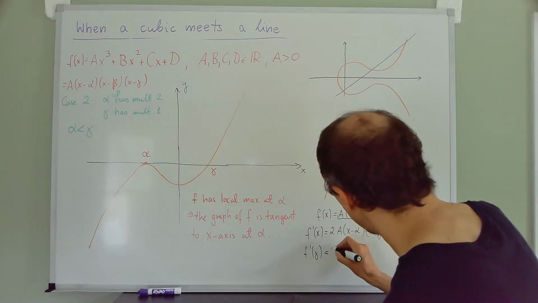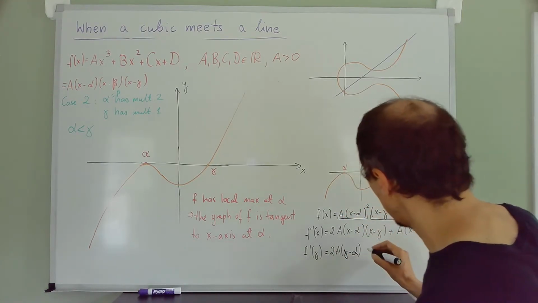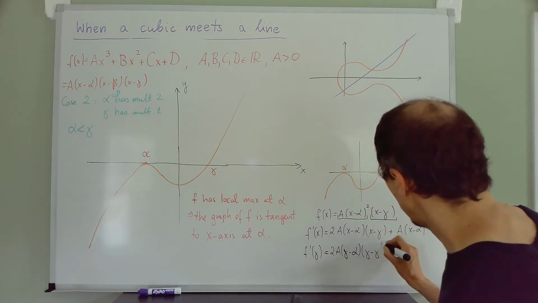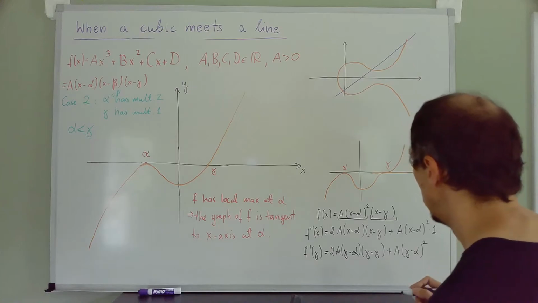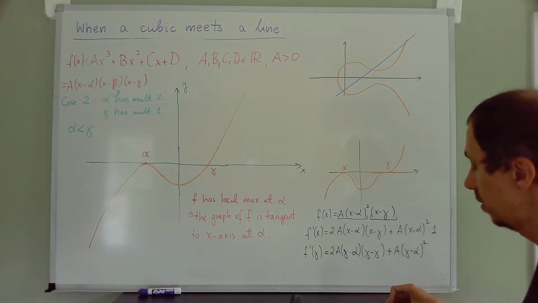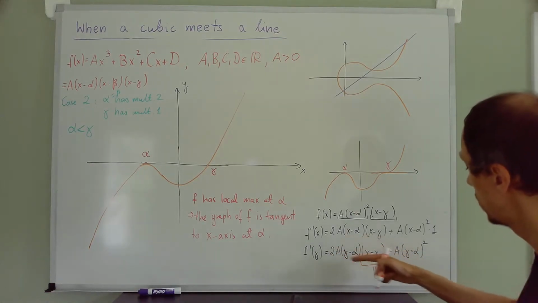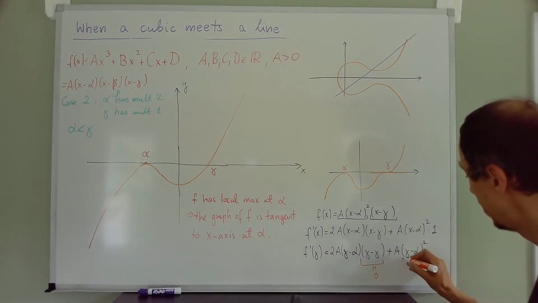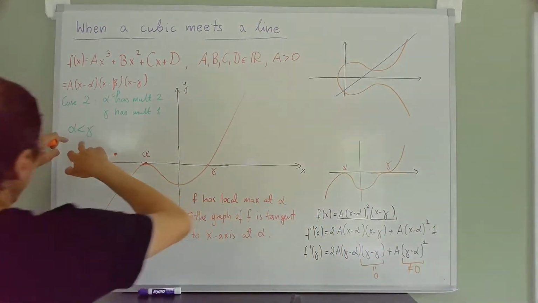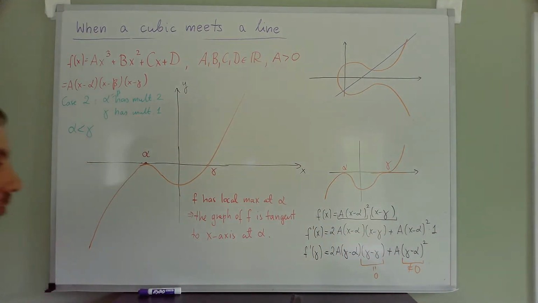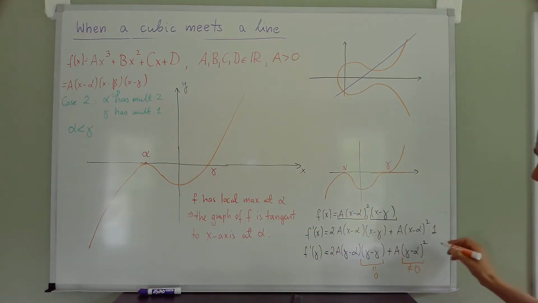Well, that's 2a times gamma minus alpha, I'm plugging in gamma for x, times gamma minus gamma, plus a times gamma minus alpha squared. What do I notice? Well, this is 0. So that entire term is 0. But this is not 0, because my alpha is not equal to gamma. So this is not 0. So I have a 0 plus non-zero. So this is not 0.